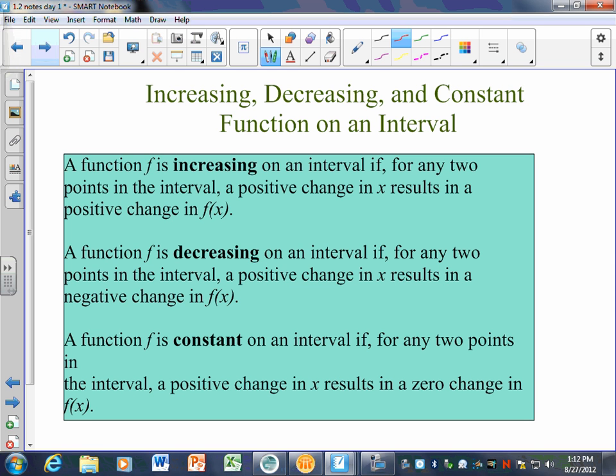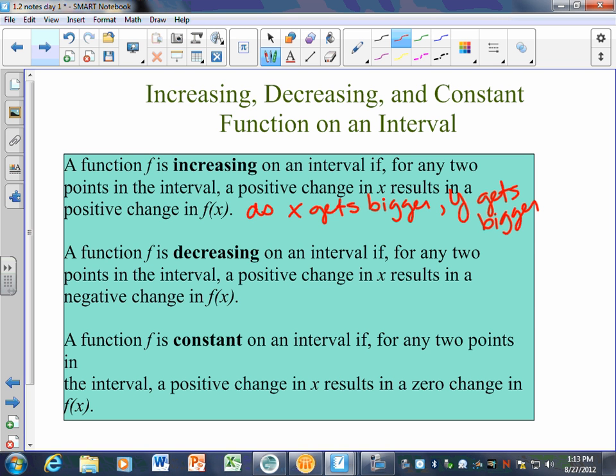Increasing and decreasing functions and max and min. That's the last thing I have to talk about. And I feel like we talked about this a lot last year, especially with polynomial functions, but I don't know if you remember or not. But an increasing function, the book defines it as a positive change in x results in a positive change in f of x, or y. I like to define it as x gets bigger, y gets bigger.